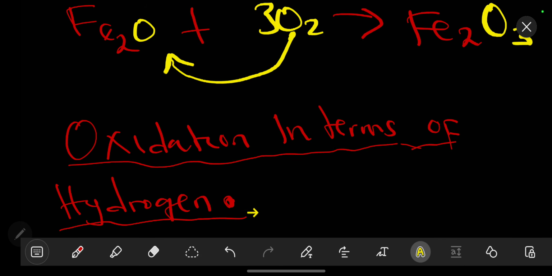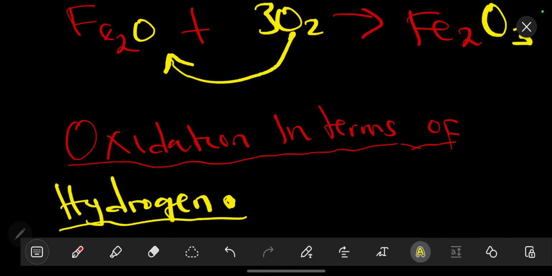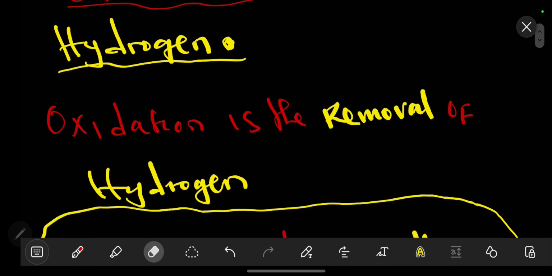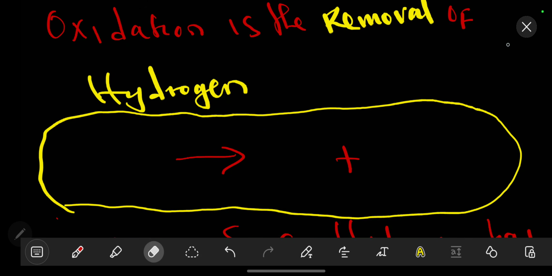Now, oxidation in terms of hydrogen is different. It is the other way around. So oxidation in terms of hydrogen is the removal of hydrogen. Remember, for oxidation in terms of oxygen, we are adding oxygen, but oxidation in terms of hydrogen, it is the removal of hydrogen. So as long as we have the removal of hydrogen, then that is what we are going to call oxidation. Let's take this one as our example.